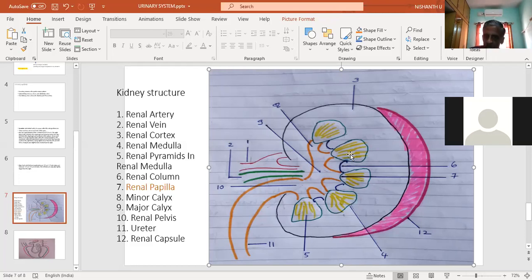Now, if you check this renal medulla, just to focus only on the renal medulla, you can see that it is almost a triangular structure. And you can see this is the tip of the renal medulla. This is the tip actually.